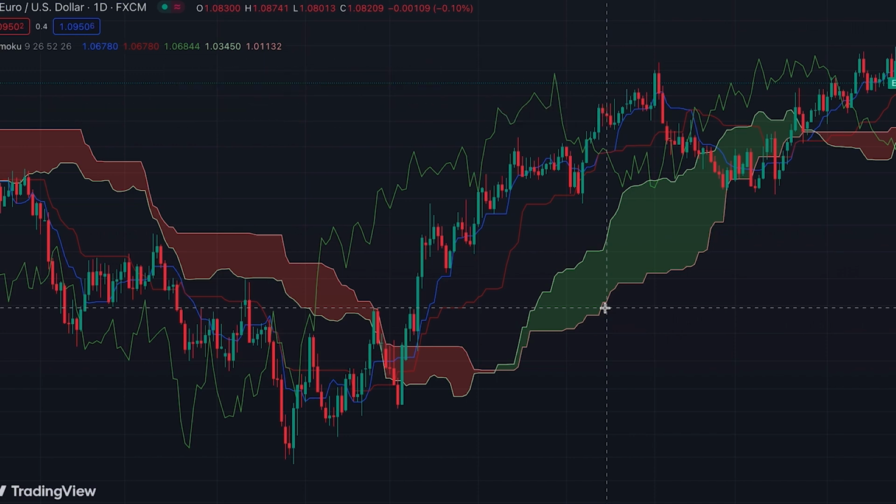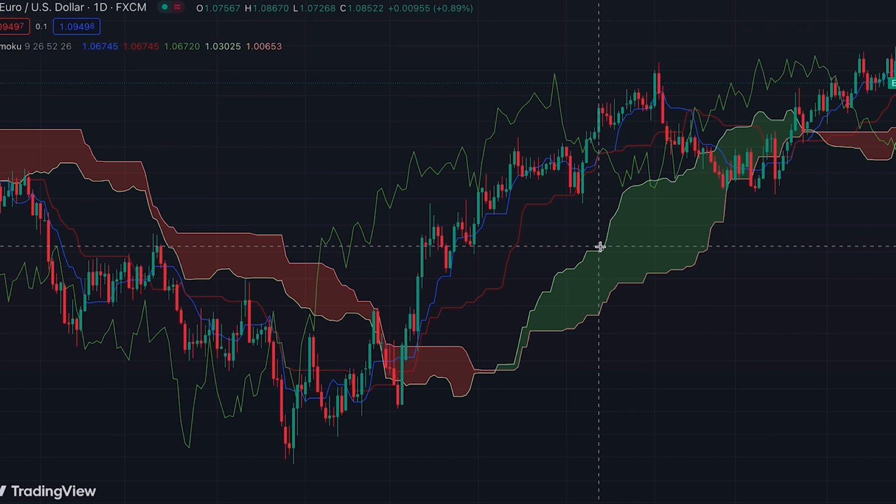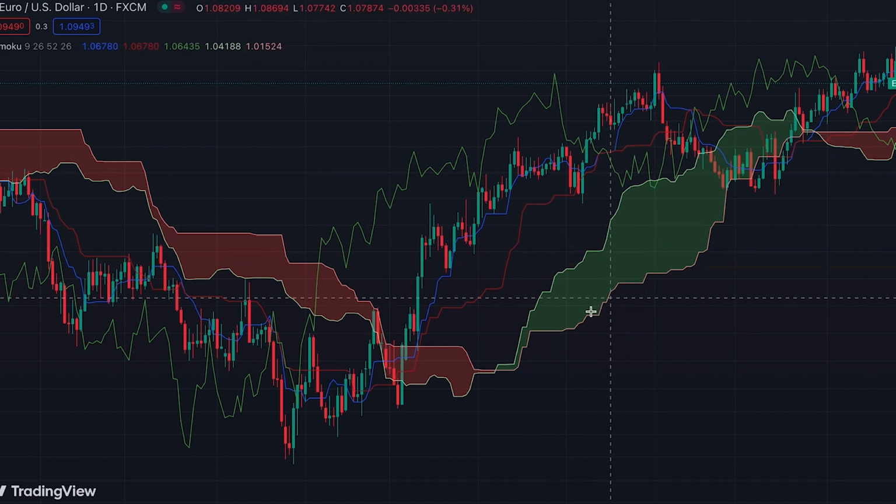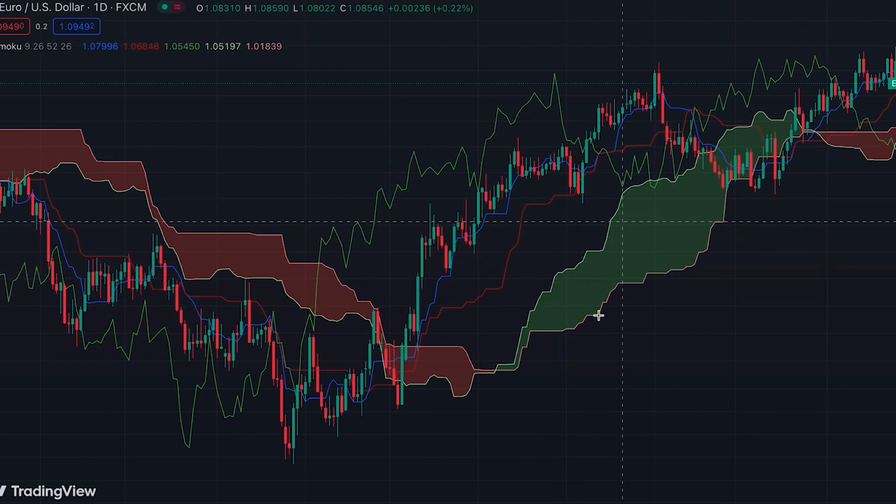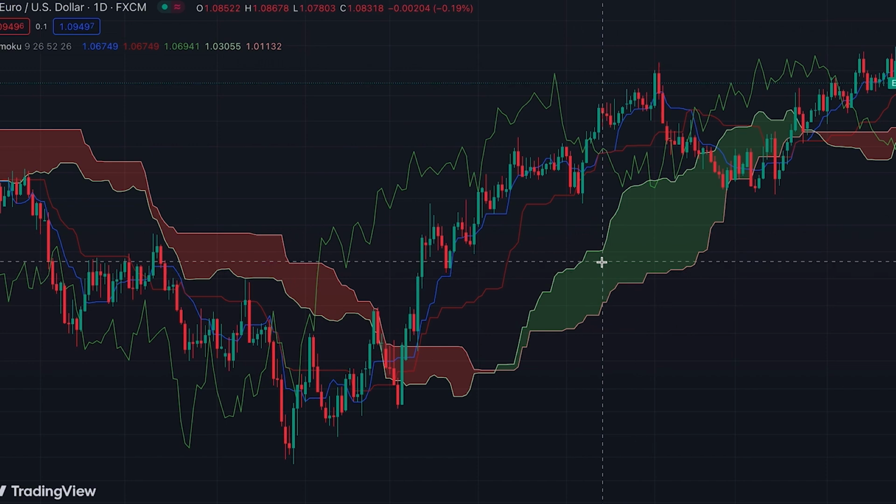Similar to moving averages, the red one moves slower in comparison to the green one because the red line is calculated based on a longer period, 52 periods, and the green line is calculated based on 9 and 26 periods, so it's more sensitive and moves faster and closer to the price action. Please pay attention that the cloud is the leading component of this indicator, and these two lines, leading span A and leading span B, are shifted forward and they are plotted 26 periods in the future.